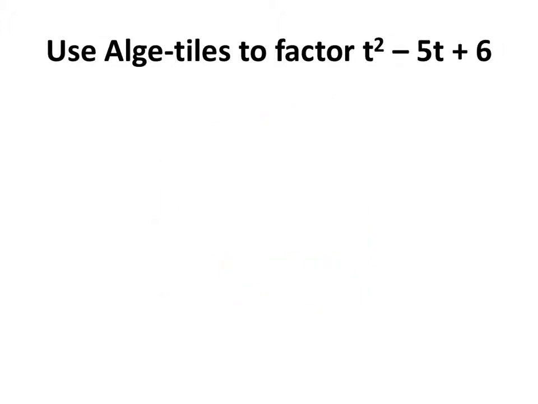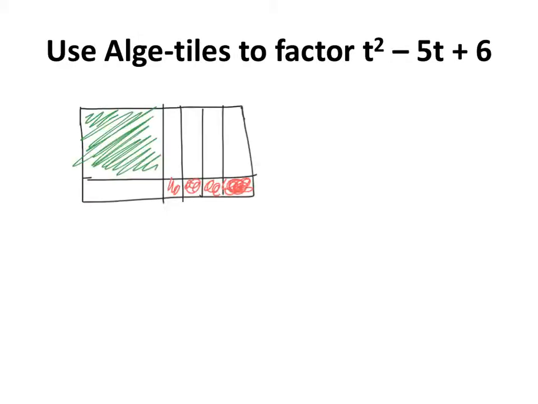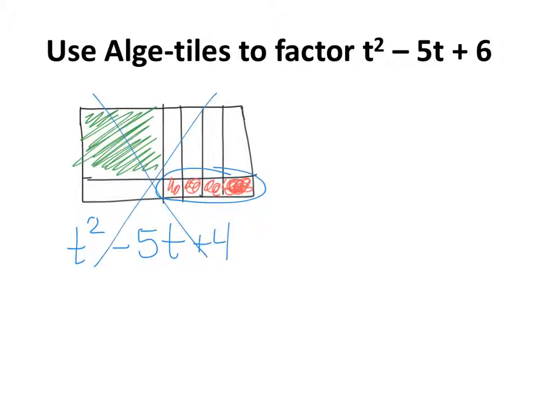Now let's consider using Alge-tiles to factor t squared subtract 5t plus 6. Remember that the Alge-tiles can work for any variable we like. Let's imagine this is the first algebra tile diagram that you create. This algebra tile diagram shows us t squared, and it shows us negative 5t's, but then we get into trouble. This picture only shows us positive 4 1s, which means this picture doesn't work, and we have to try again.